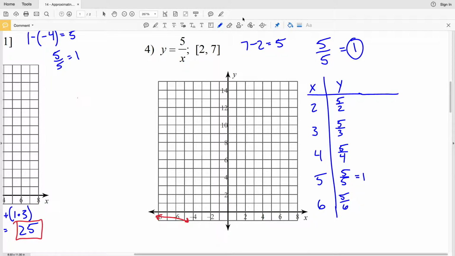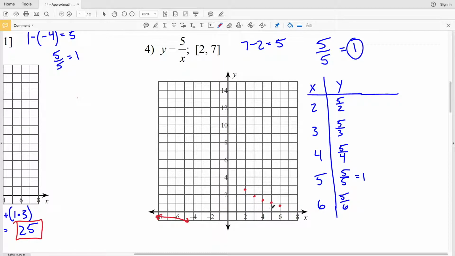So now let's go ahead and plot each of these points. At 2, we're at 5 halves, which is 2 and 1/2. At 3, we're at 5 thirds, which is 1 and 2/3. At 4, we're at 5 fourths, which is 1 and 1/4. At 5, we're at 1. And at 6, we're at 5 sixths.